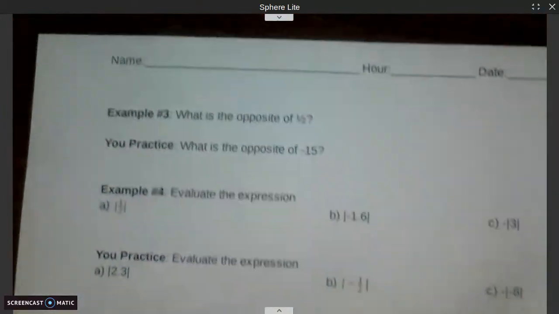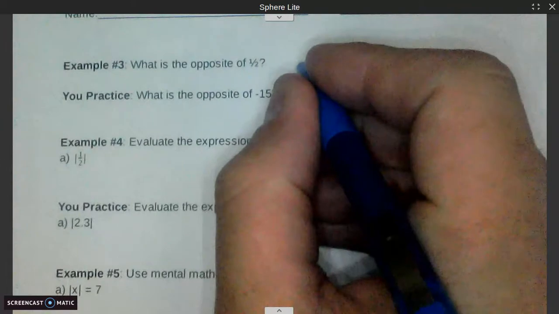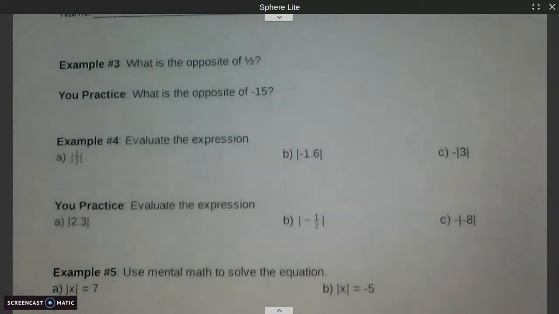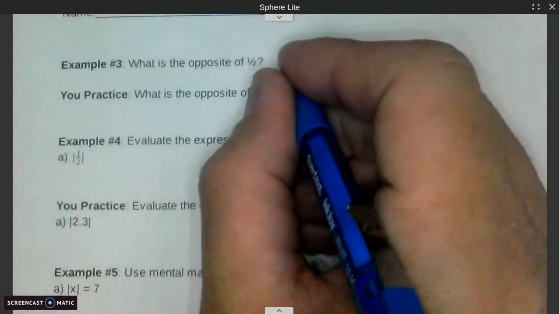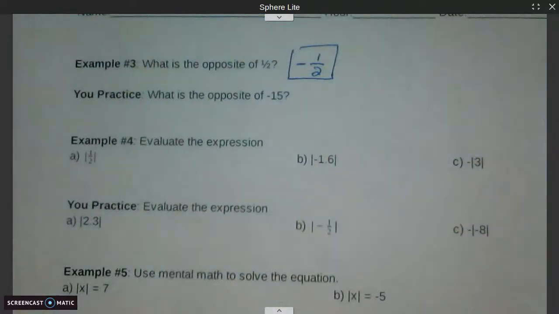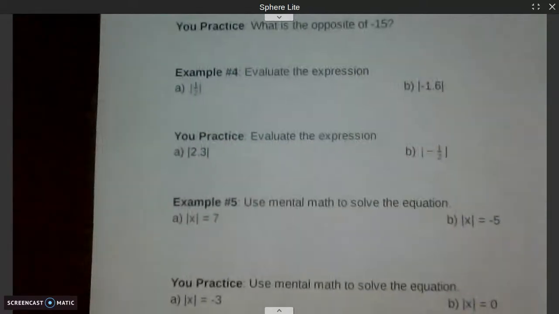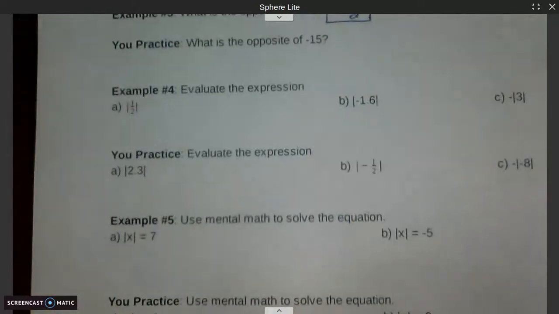In example 3, what is the opposite of 1/2? To find the opposite of a number, all we need to do is, if it's positive, make it negative, and if it's negative, make it positive. So the opposite of 1/2 is -1/2. Next, we're going to evaluate the expression using absolute value.